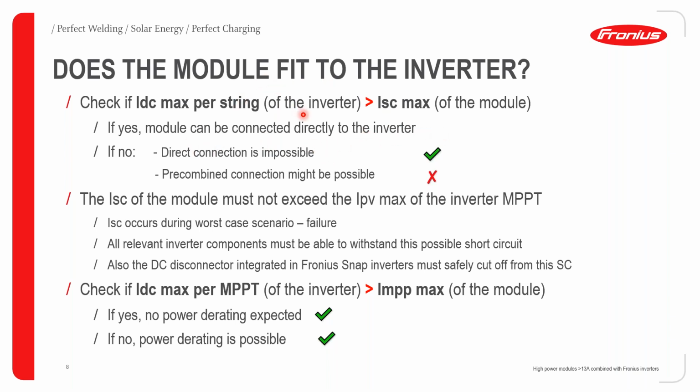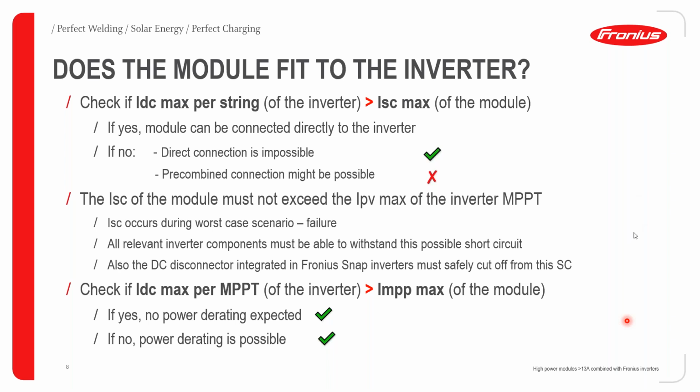And if the answer is no, then direct connection might be impossible. In this case, you might want to consider a pre-combined connection, maybe using DC combiner boxes. So why should the ISC of the module not exceed the IPV max of the inverter MPPT? Just to understand, this short circuit of the module would happen only in worst case scenarios, and would therefore indicate a failure.